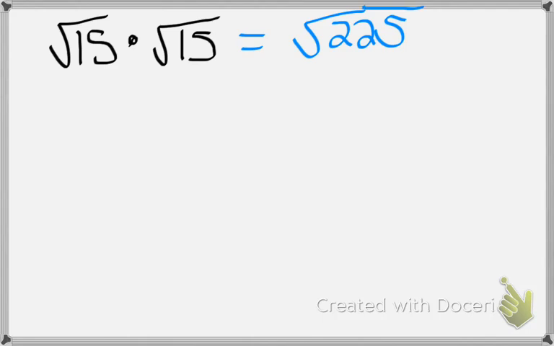Then you could use your calculator. What is the square root of 225? It's exactly 15. No rounding. 225 is a perfect square. It has a pretty square root.